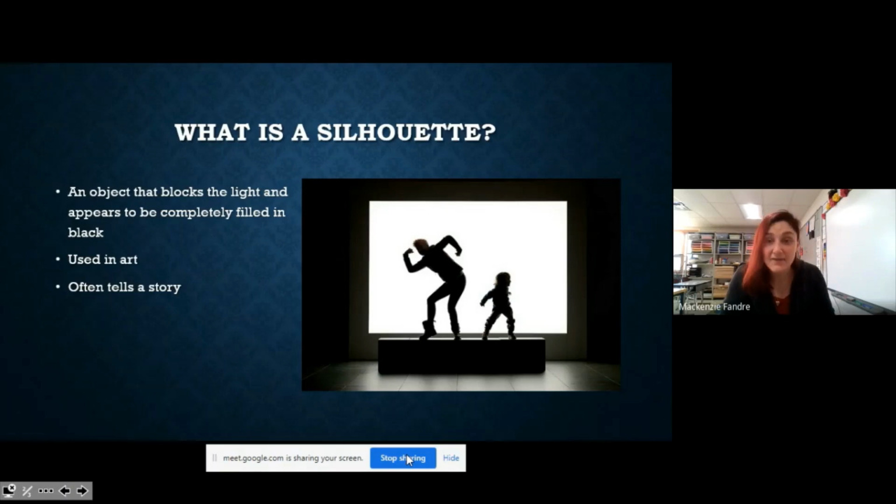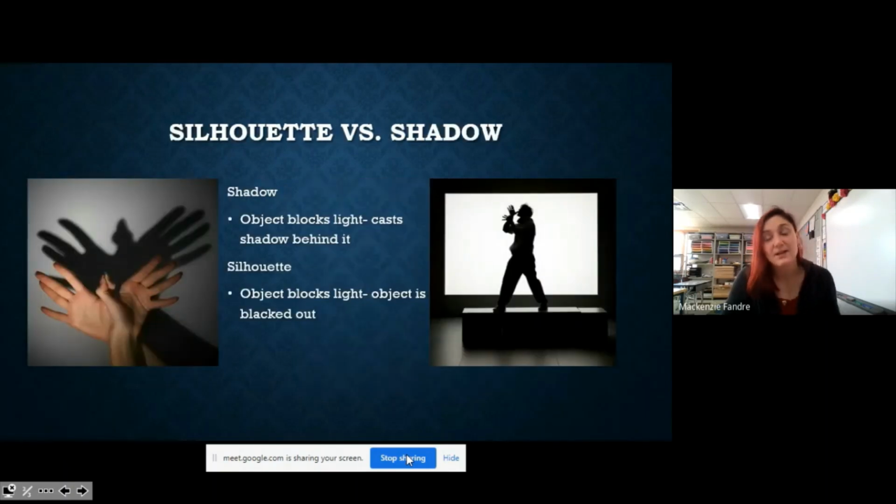All right. And I have a lot of students always ask me, like, well, Mrs. Fondra, isn't that a shadow? Well, shadows are kind of like silhouettes because it's an object that blocks light. So if you look at that picture on the left with the bird hand, the hands are blocking the light, and the shadow actually goes behind the object. So it's not the actual object. So the shadow is behind it.